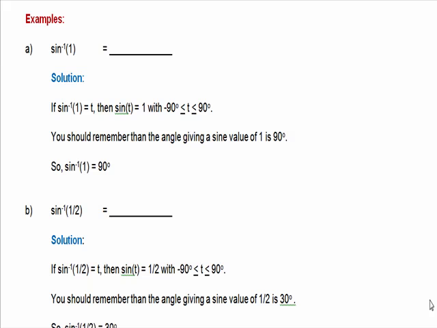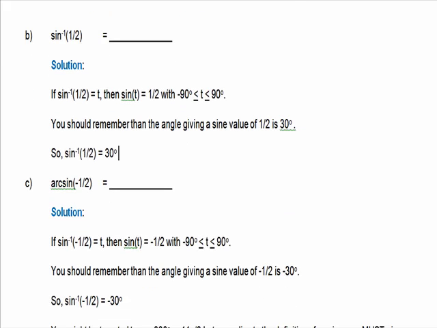Now remember, with the 1s and the 0s, I can think about my unit circle. Sine is the y value, and on my unit circle, the y value is 1 when I'm at 90 degrees. So what this now tells me is the inverse sine of 1 is 90 degrees.